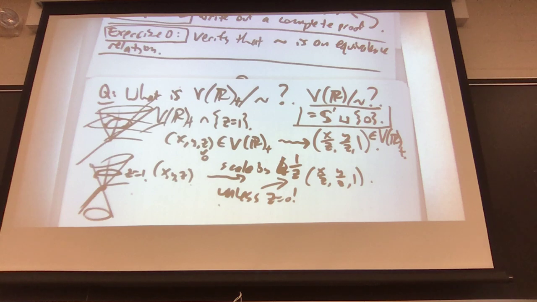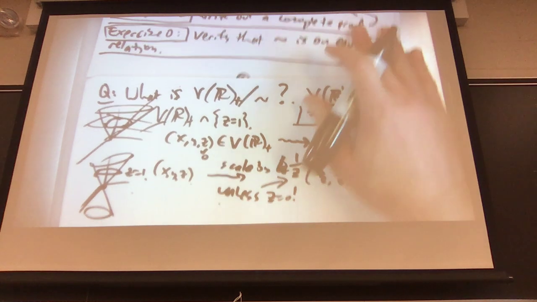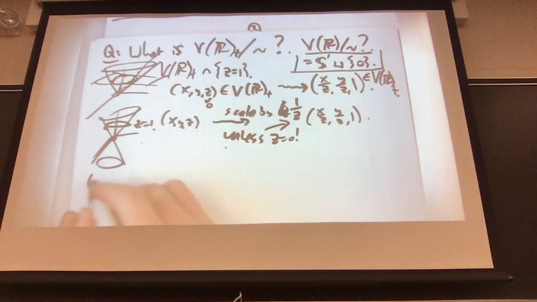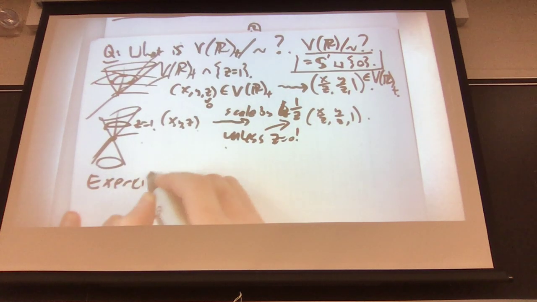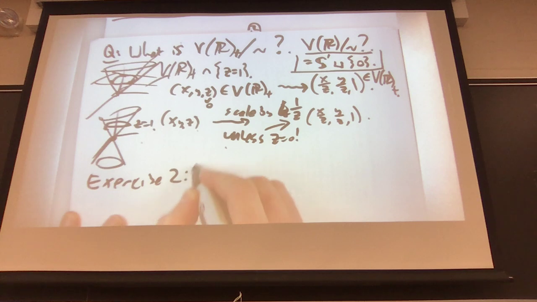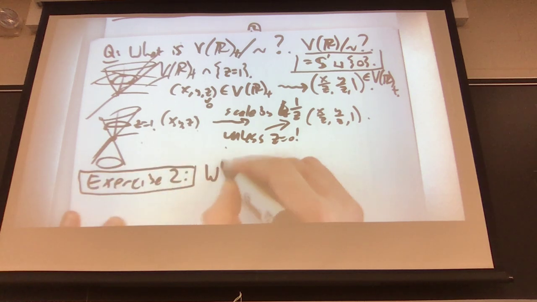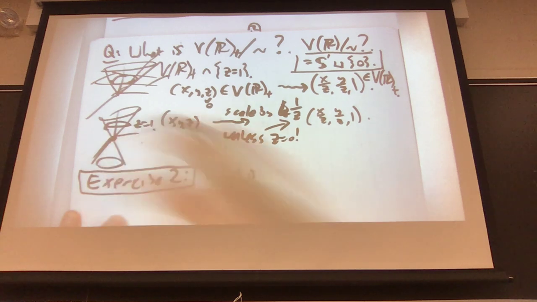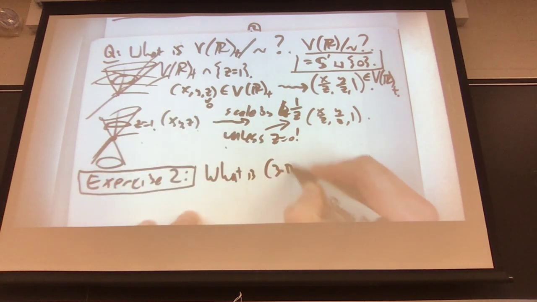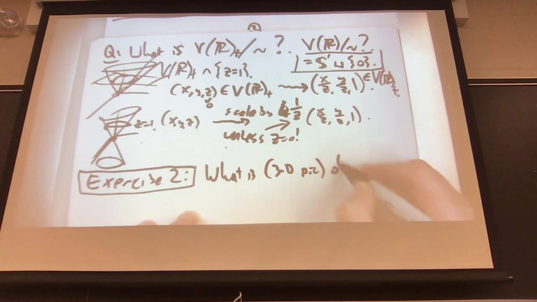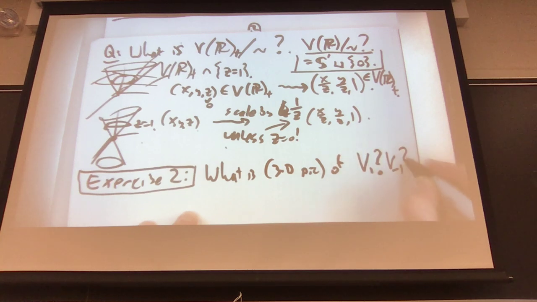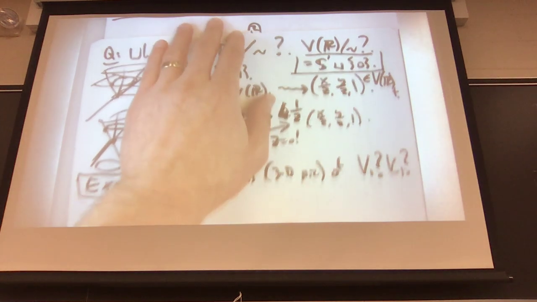Let me give you an exercise. This is a real exercise. Exercise 2. What is a 3D picture of V1 and V negative 1? So these were the varieties.